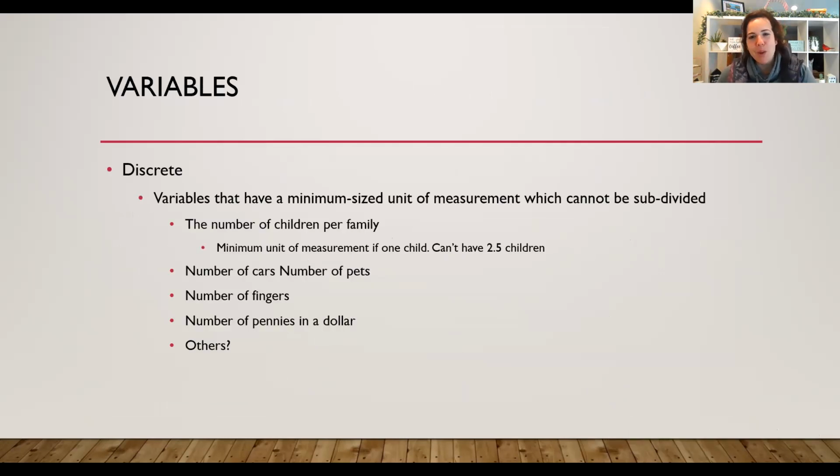Okay, another way that we can look at variables, there can be discrete variables. Those are variables that have a minimum size unit of measurement which cannot be subdivided. For instance, number of children per family.